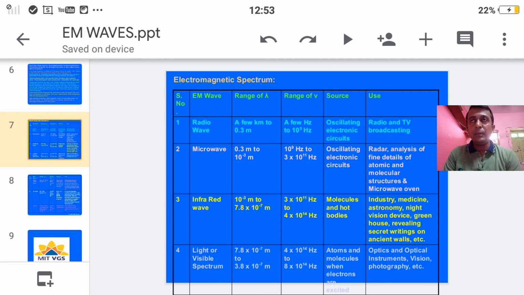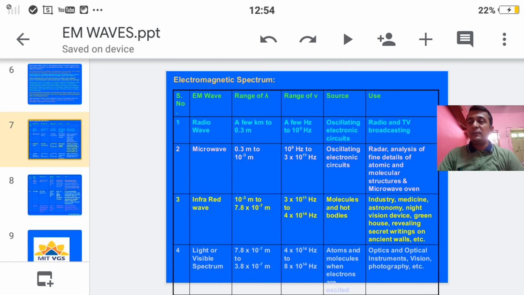For yellow light, where will yellow start? From 5.77. It is 5.77 × 10^-7 meter to 5.97 × 10^-7 meter. Second last is orange. Orange started from 5.97 × 10^-7 meter to 6.22 × 10^-7 meter. Orange finishes at 6.22, okay.